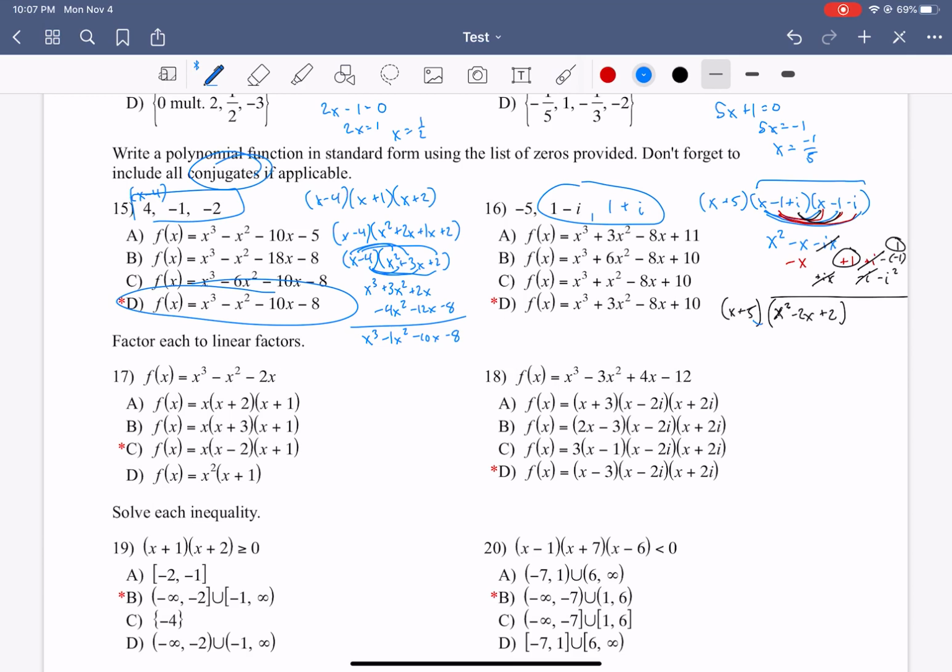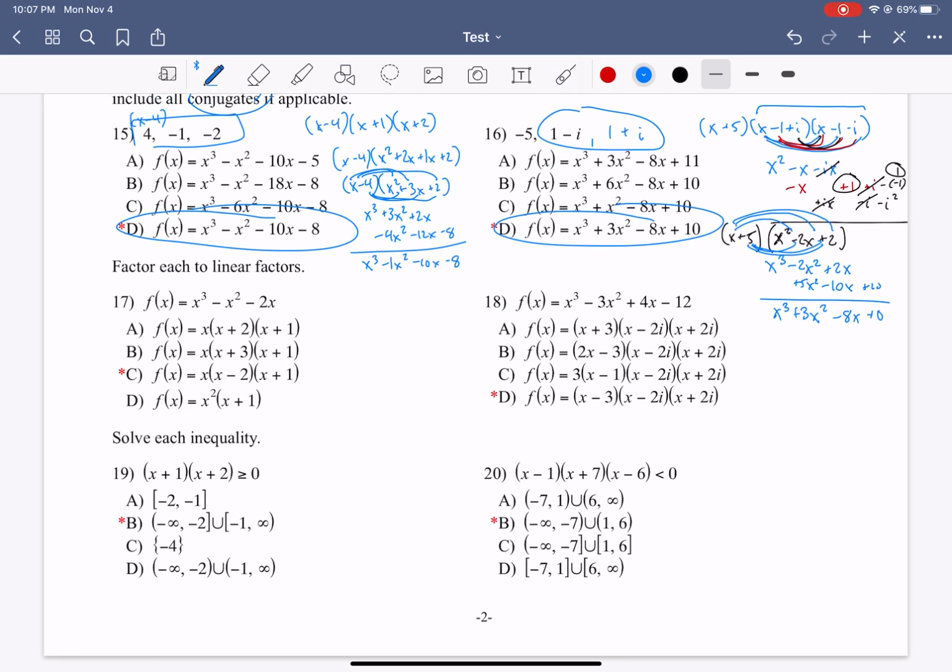So now we can do like what we just did over on the other one. Distribute, so x times x is x cubed. x times negative 2x is negative 2x squared. x times 2 is positive 2x. And on the other one, we do 5 times x squared, so plus 5x squared. 5 times negative 2x is negative 10x. 5 times 2 is plus 10. So then when we combine these, that is how we get answer D.